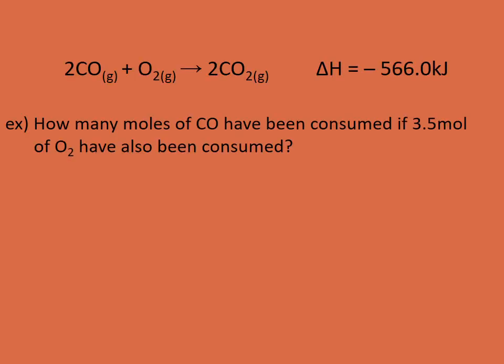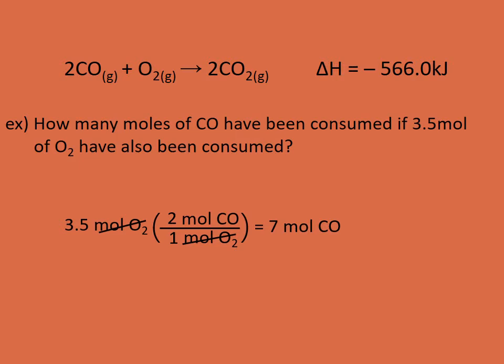How many moles of CO have been consumed if 3.5 moles of O2 have also been consumed? So I write down my given, 3.5 moles of O2, big brackets. I will want to get rid of moles of O2, so I will put it on the bottom so it can factor out. And I'm going to convert that to moles of CO. My balanced equation says that 1 O2 equals 2 COs. So top equals bottom. Moles O2 and moles O2 will factor out. I run it through my calculator, and that gives me 7 moles of CO.